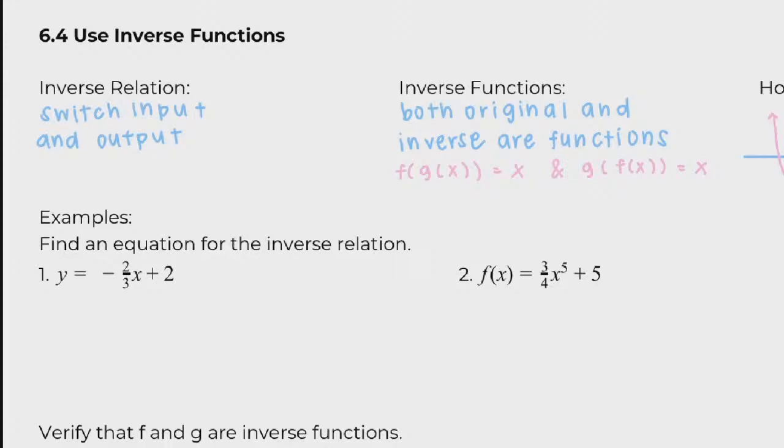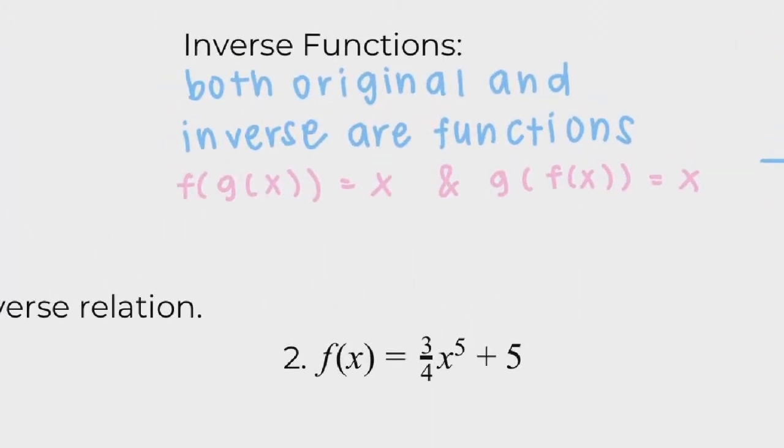Hello, today I'll be going over 6.4, which is use inverse functions. So an inverse function is when you switch the input and output, which basically means you switch x and y in the equation. They are inverse functions if both the original and inverse are functions. And if the inverse is g of x in this equation, then f of g of x will equal x, and g of f of x will equal x.